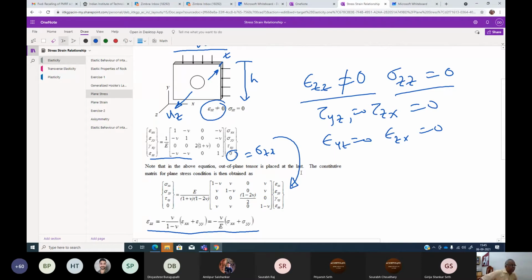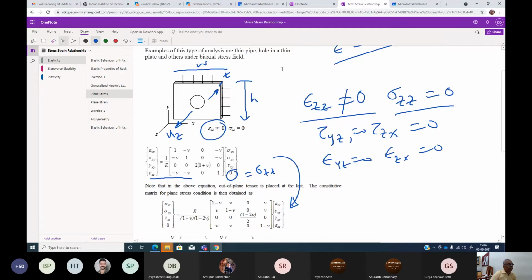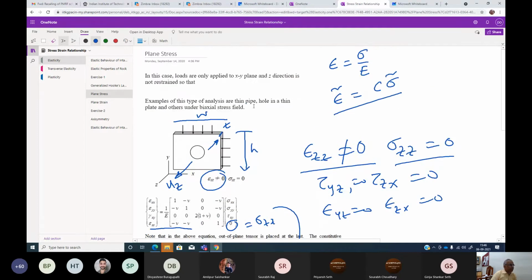And what is the condition? Your thickness is much less than the width and the height. Now, what is the example? Let me give an example. See, a thin pipe, a hole in a thin plate. Now, let me give you a real life example. You know the aircraft wing.